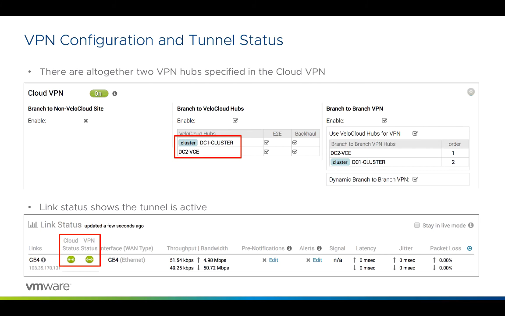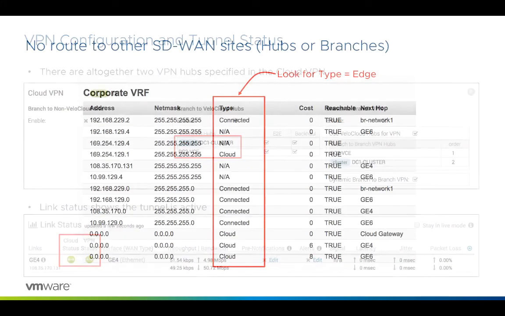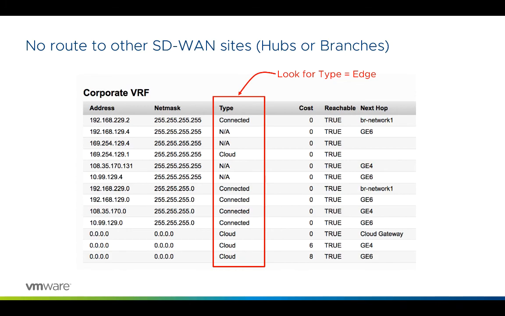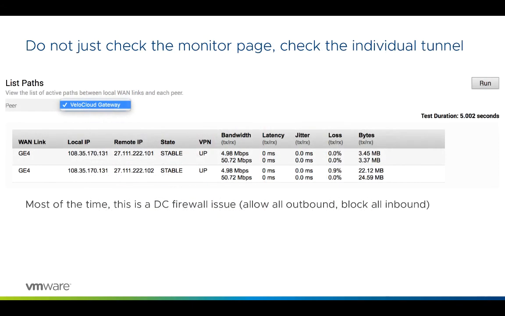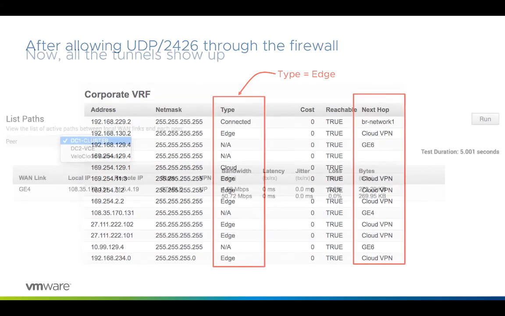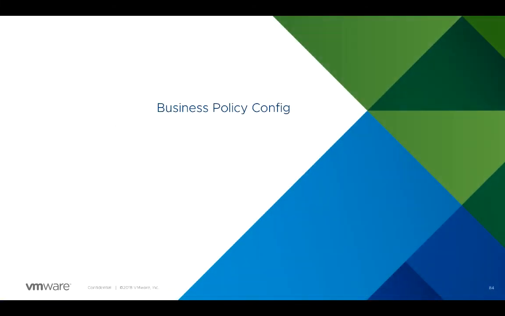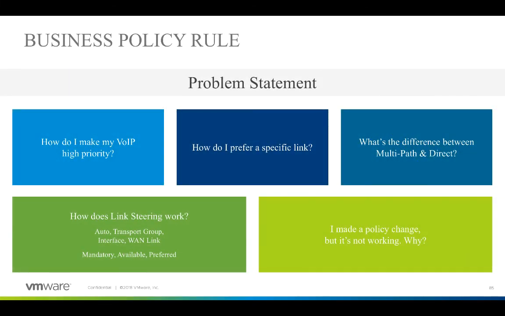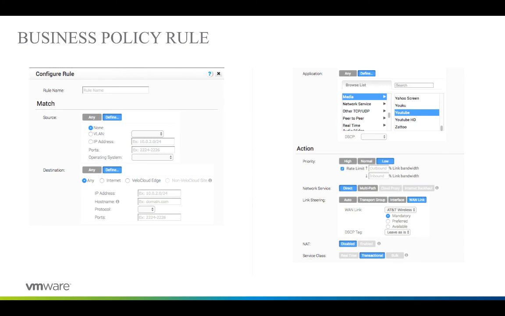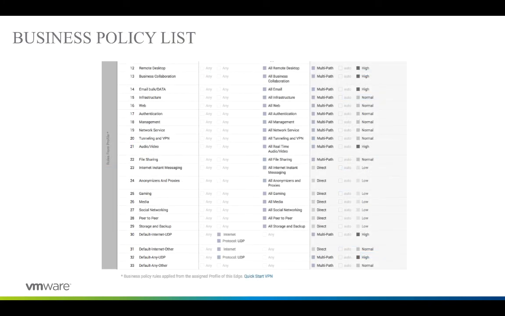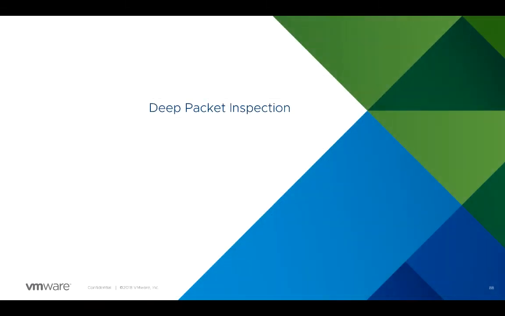VPN status, again, we can find out from the monitor network services section what kind of routes are there. Business policy config: maybe the application is not configured to go over the overlay, and that's why the customer is seeing poor application performance even after implementing the SD-WAN solution.